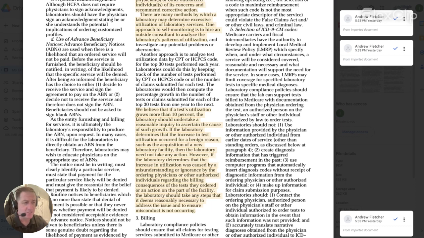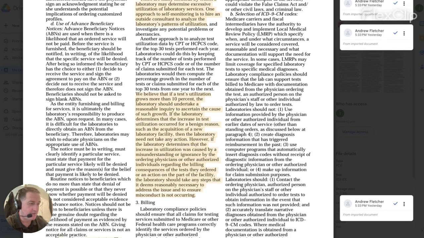The OIG is reasonable. They say, we understand test volumes could go up. Maybe you've acquired a new laboratory facility, or maybe it was COVID-19 and all of a sudden everybody had to get respiratory viral testing. There are always legitimate reasons for increases in volume. However, if the laboratory determines that the increase in utilization was caused by misunderstanding or ignorance by the ordering physicians, they have to do something about it.